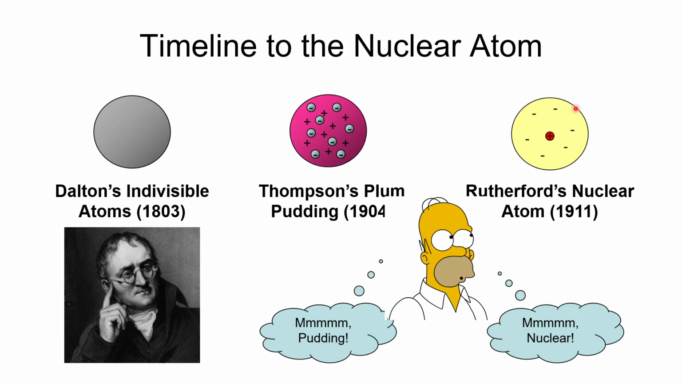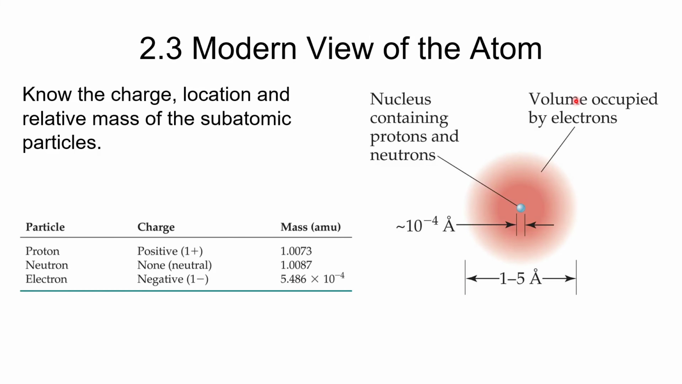There was another scientist named Chadwick who came along and discovered that inside the nucleus there were things called neutrons. One thing I want you to know is that with our modern view of the atom, there are 3 subatomic particles that we are interested in here. And I want you to know the charge, location, and relative mass of these subatomic particles.